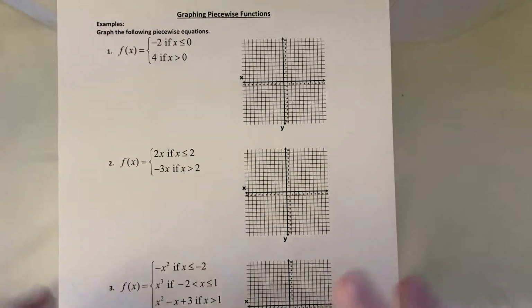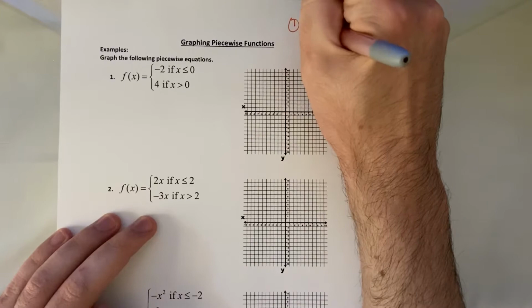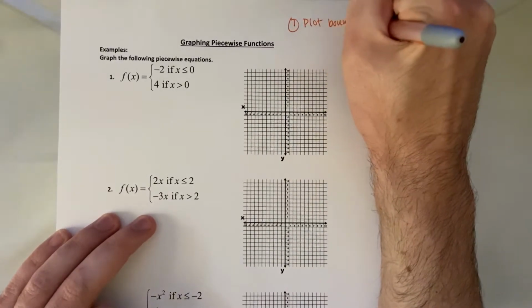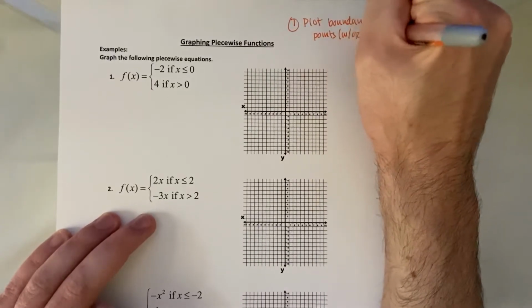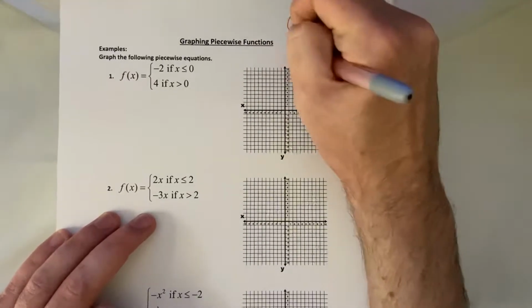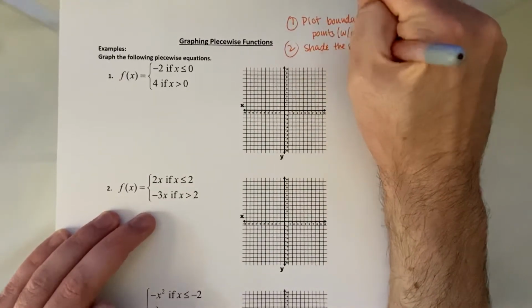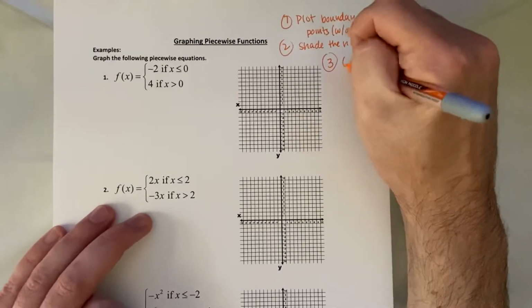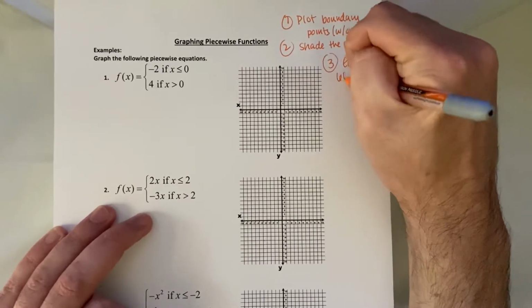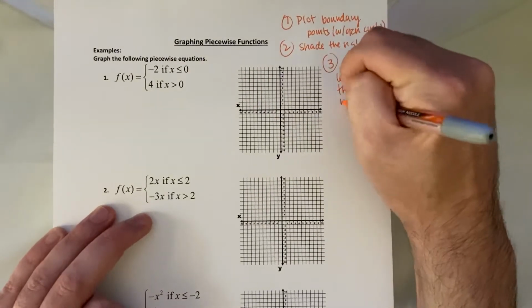Okay, college algebra. Let's continue 2.6, graphing piecewise functions. I always generally give these main steps. One, you plot your boundary points with open circles. Two, you shade the right one, right being correct, where the equal sign is. And three, you graph left for less than and right for greater than.